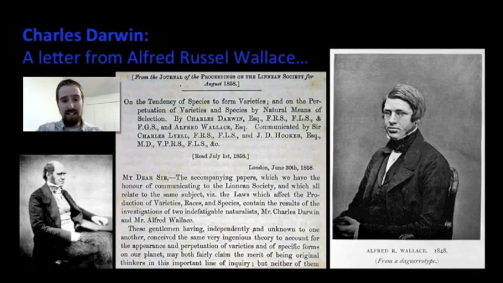In August of 1858, Darwin and Wallace jointly published their work. The paper was titled, "On the Tendency of Species to Form Varieties, and on the Perpetuation of Varieties in Species by Natural Means of Selection."